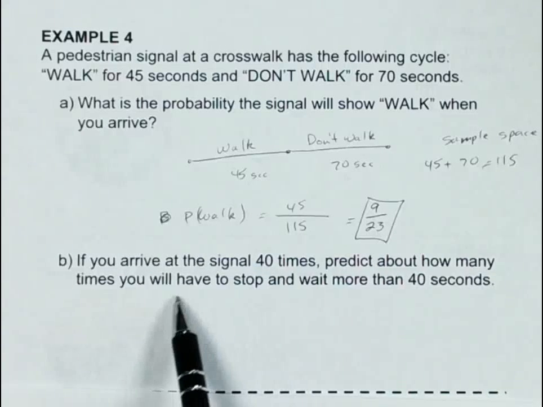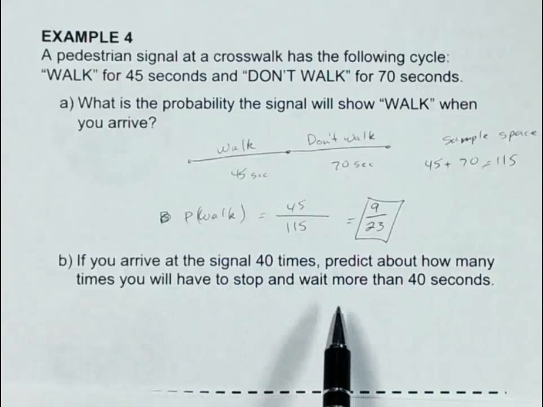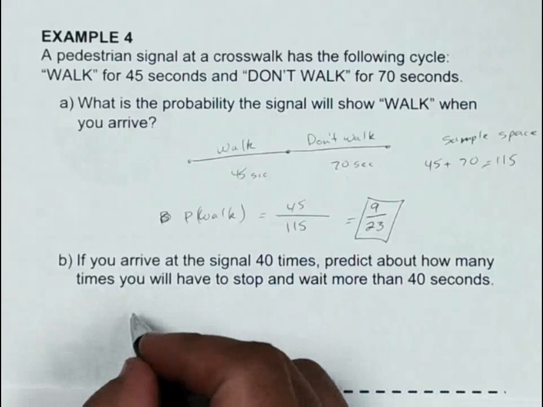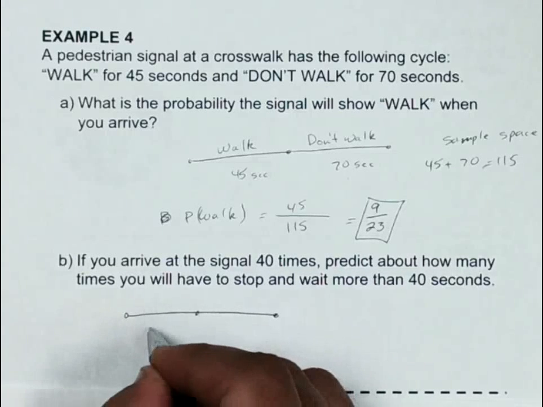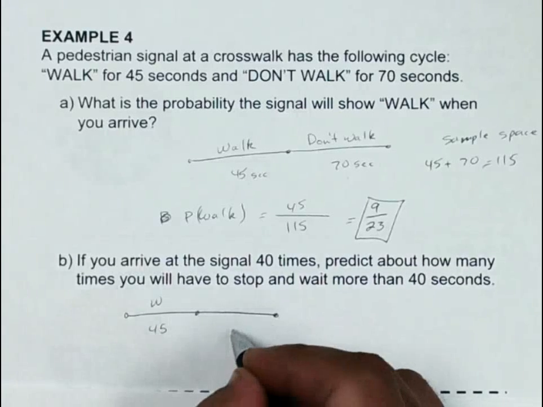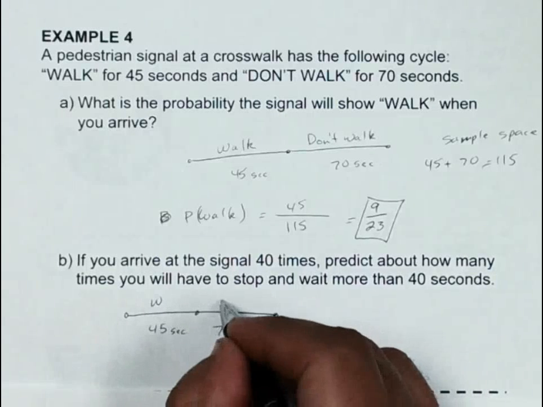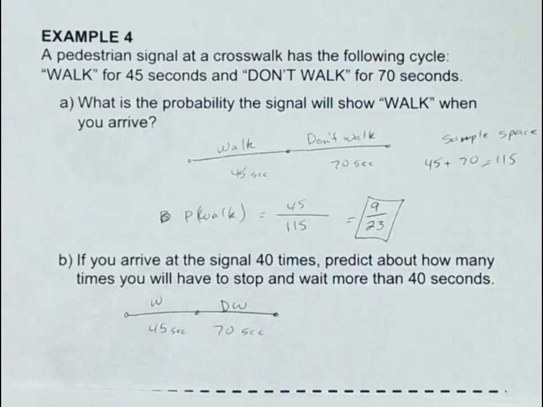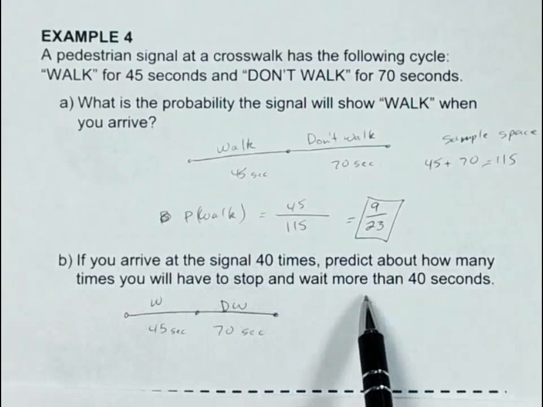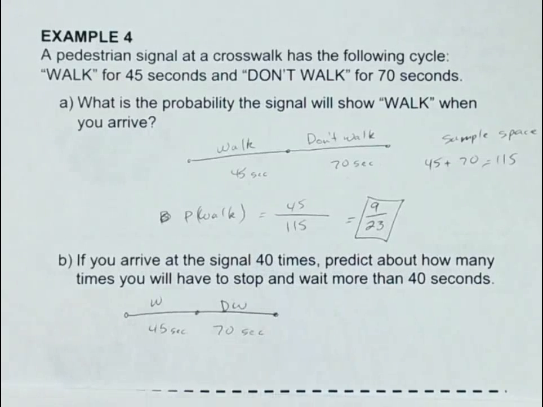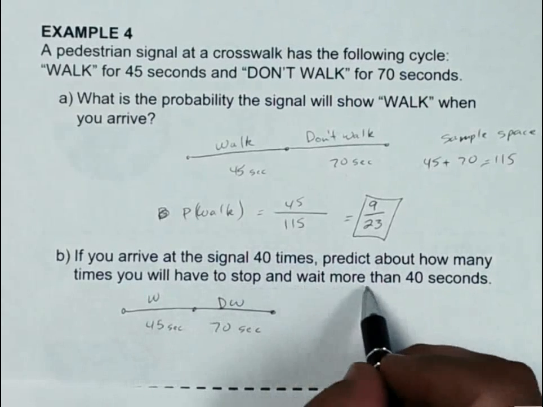If you arrive at the signal light 40 times, predict about how many times you will have to stop and wait for more than 40 seconds. So we're going to use this timeline. I'm going to redraw it here. We have this 45 where it says walk, 70 seconds that shows don't walk, and I want to figure out what's the probability that I'm going to have to wait more than 40 seconds.